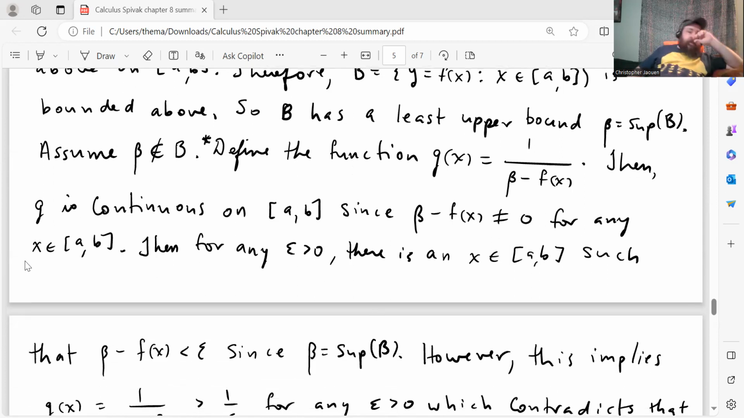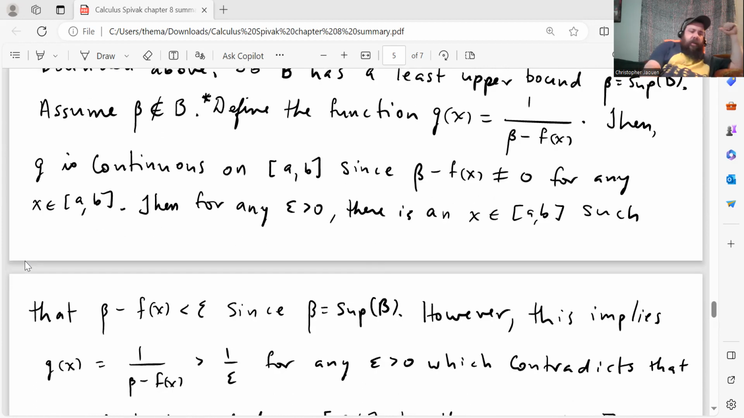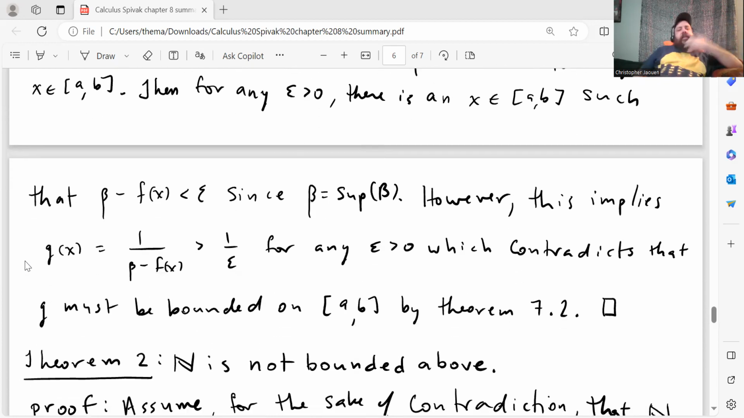For any x in the closed interval from a to b. Then for any epsilon greater than 0, there is an x in the closed interval from a to b such that beta minus f of x is less than epsilon, since beta equals the supremum of f. However, this implies that g of x equals 1 over beta minus f of x is greater than 1 over epsilon. All you do is just take the reciprocal of the inequality.